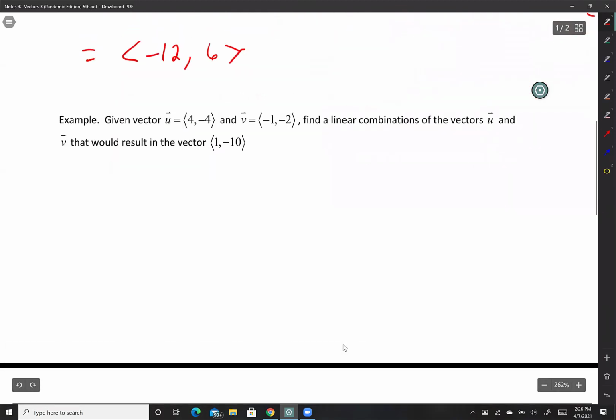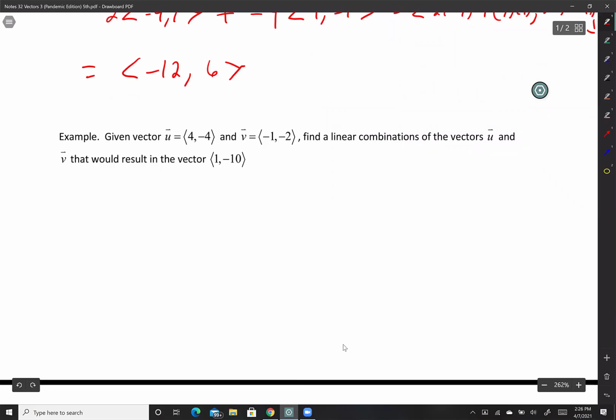Example 4, the next example, says vector u is 4, -4, and v is -1, -2. Find a linear combination, and you'll see right now, of the vectors u and v that would result in the vector 1, -10. When it says linear combination, guys, it just means some constant times vector u plus some constant times vector v.